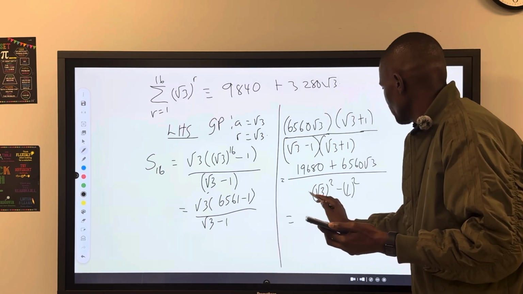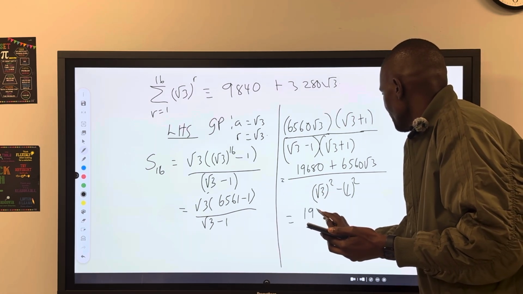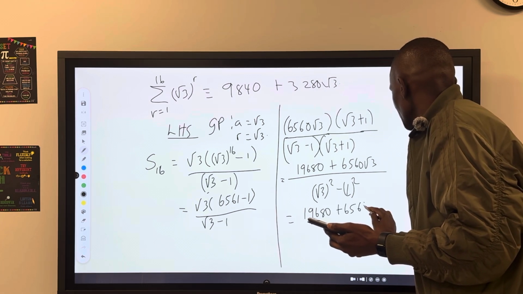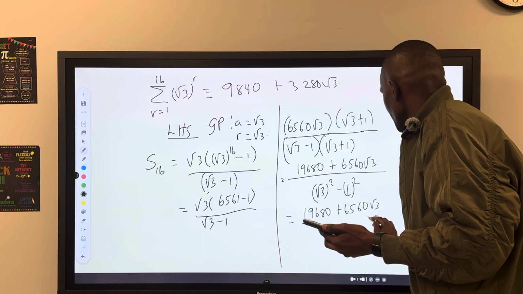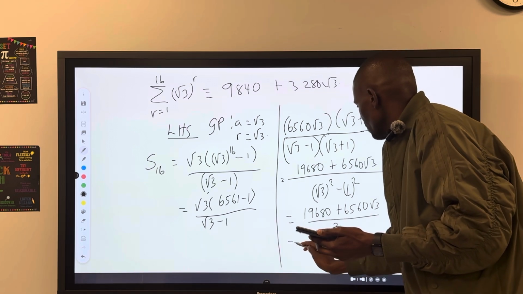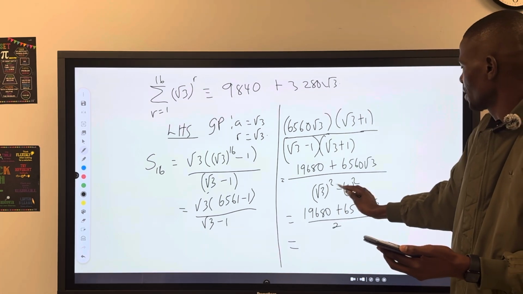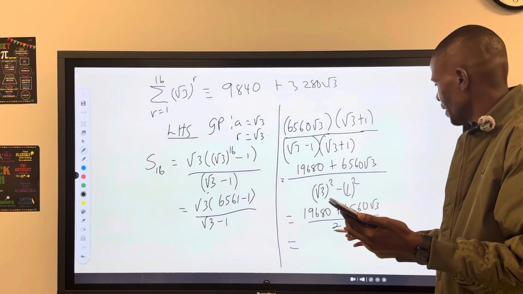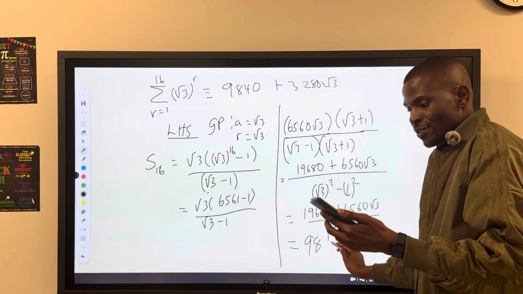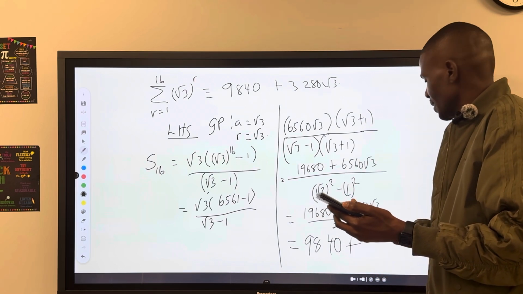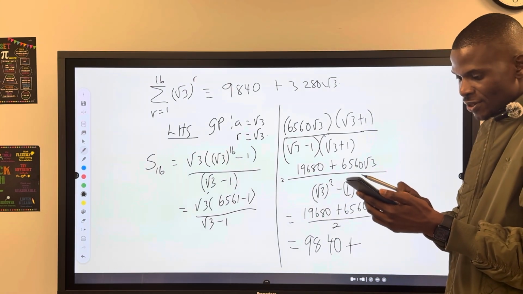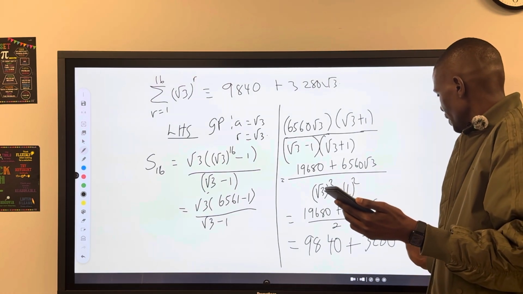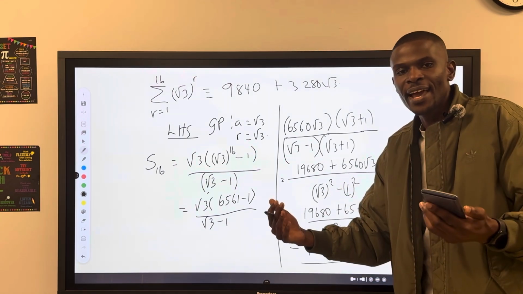And this simplifies to 19680 plus 6560 root of 3 divided by 2. Remember root 3 squared is 3, minus 1, that's 2. So when I divide this by 2, I'm getting 9840 plus 6560 divided by 2, I'm getting 3280 root of 3. Then we are done, right?